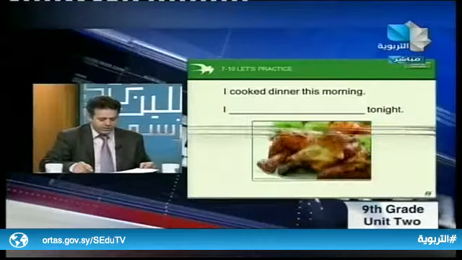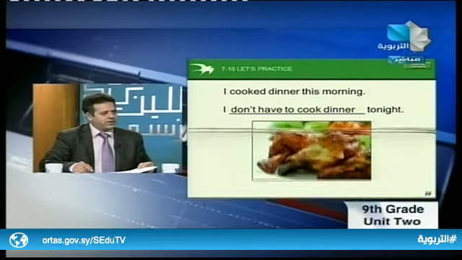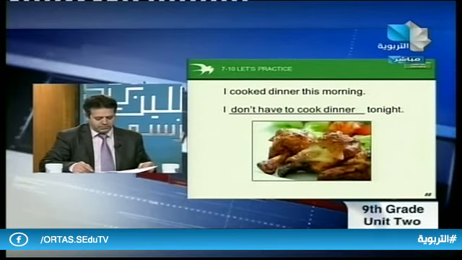This morning, it was, let's say, many hours before now. It's done. The job is done. Now we are in the afternoon. So in the morning we did something. It's finished and done. I cooked dinner this morning. I don't have to cook dinner tonight. That's it. It's ready.